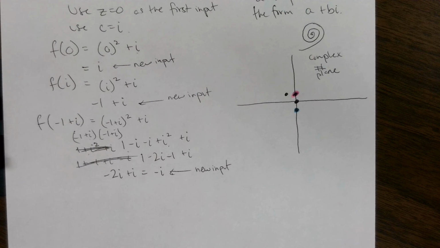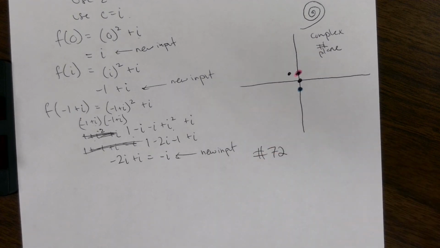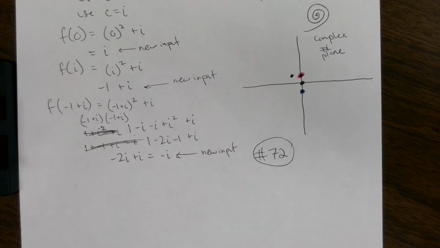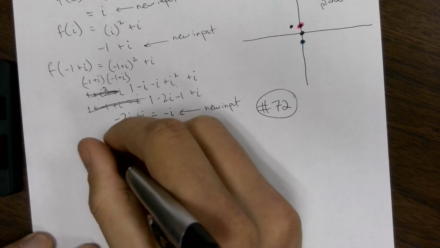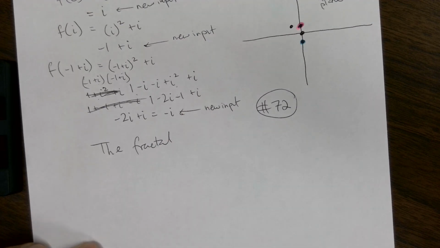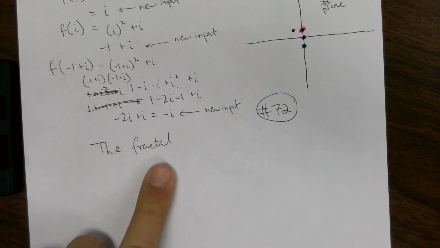So I will stop this video. You can try number 72, and I'll post that up there as well. Let me just write it here. Number 72. The fractal, and they show a fractal. Actually, I'm going to have to put the picture because I'm not going to draw this.